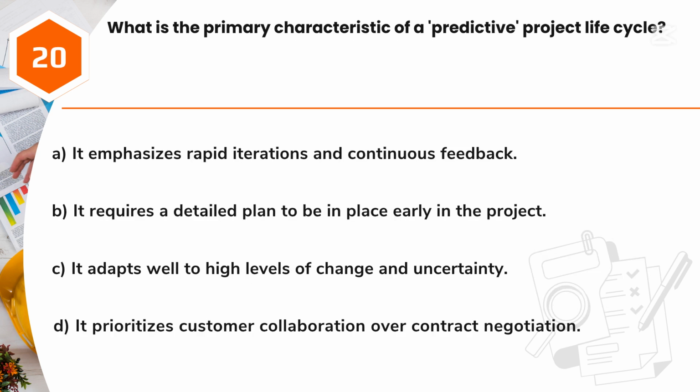Question 20. What is the primary characteristic of a predictive project life cycle? A. It emphasizes rapid iterations and continuous feedback. B. It requires a detailed plan to be in place early in the project. C. It adapts well to high levels of change and uncertainty. D. It prioritizes customer collaboration over contract negotiation.